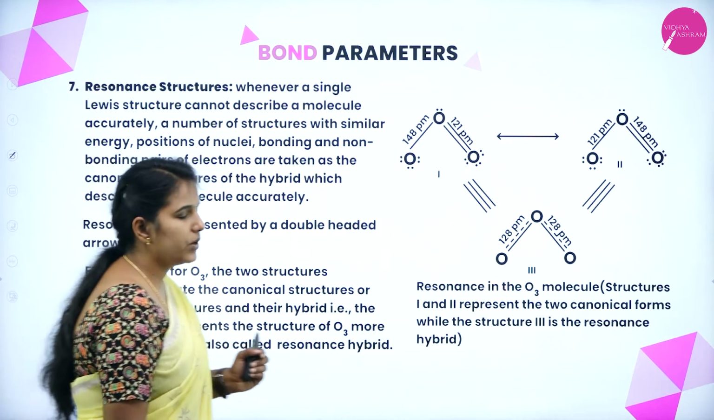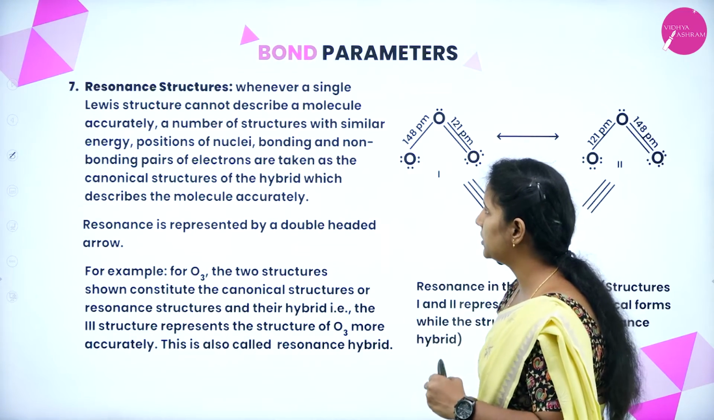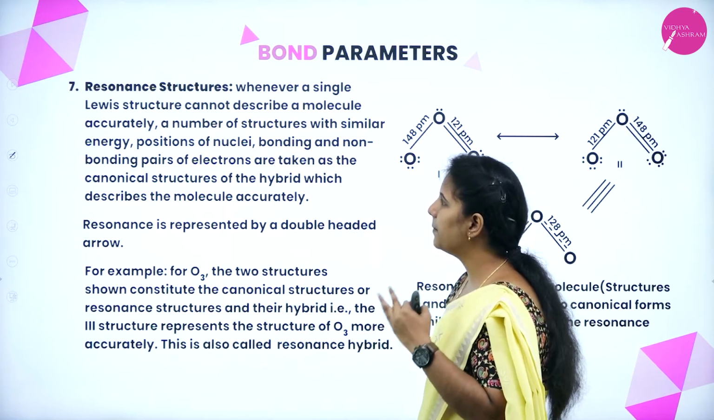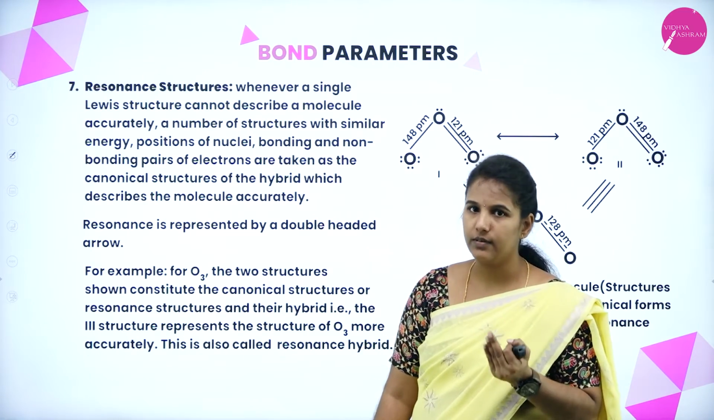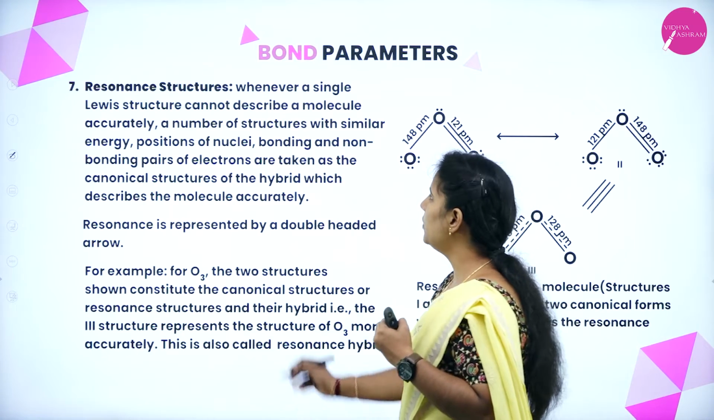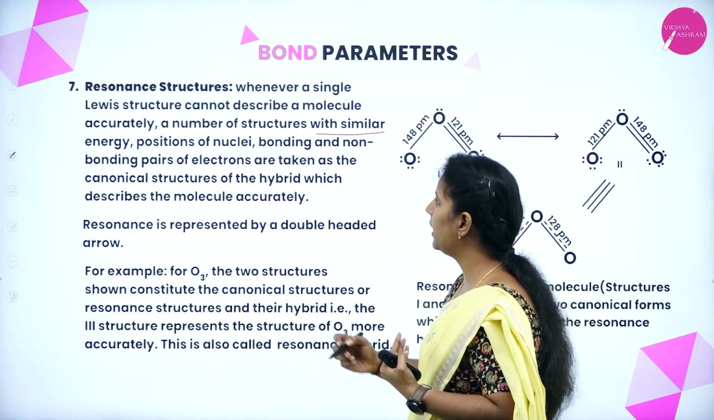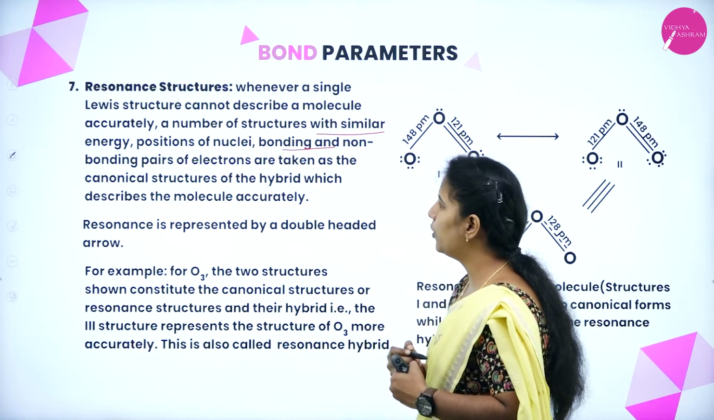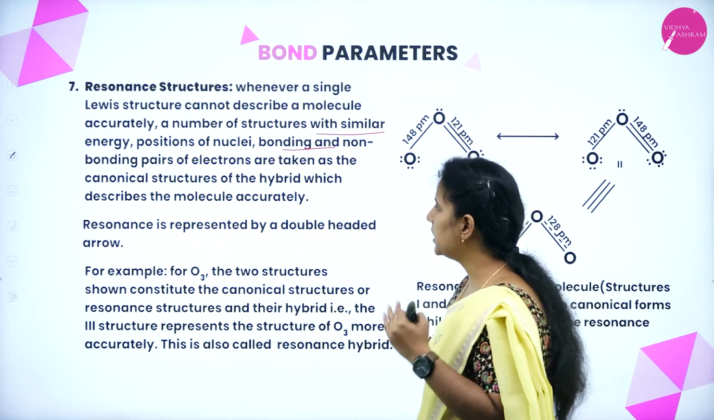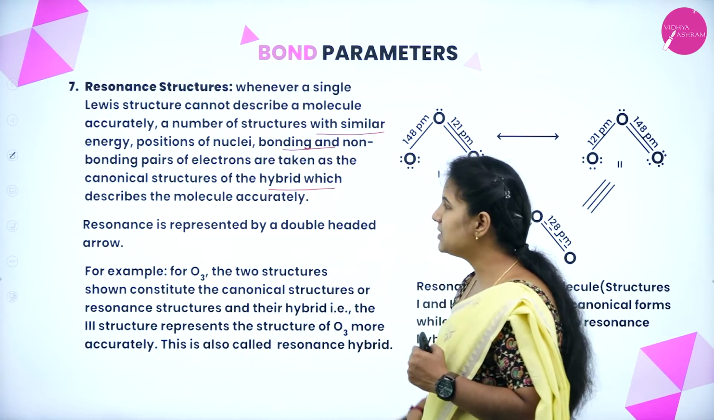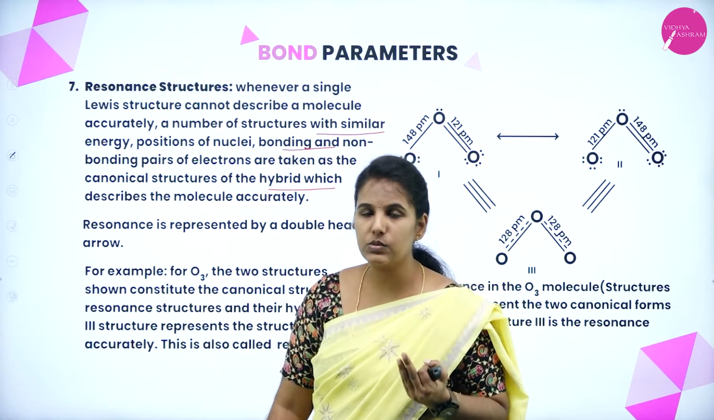Next is resonance structure. Whenever a single Lewis structure cannot describe a molecule accurately, we go with the resonance structure. The number of structures with similar energy and position of the nuclei and bonding and non-bonding pairs of electrons will be taken as canonical structures of a hybrid, which describes the molecule accurately. That is known as what?